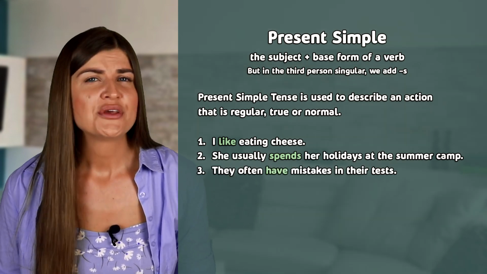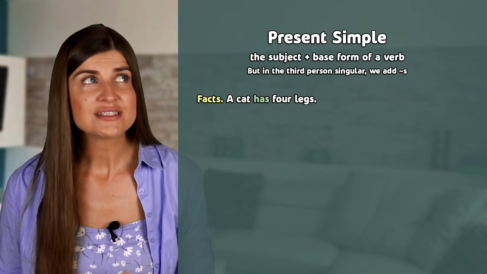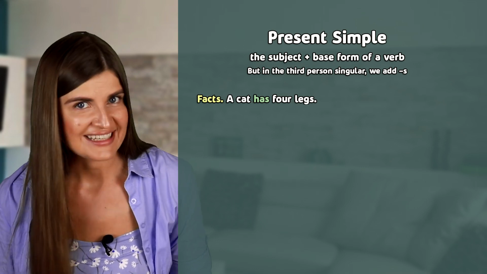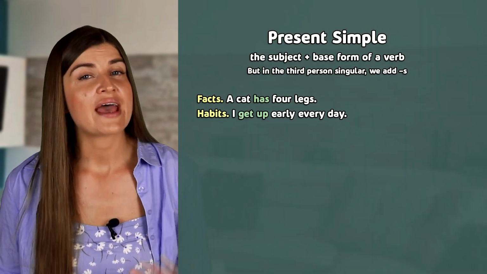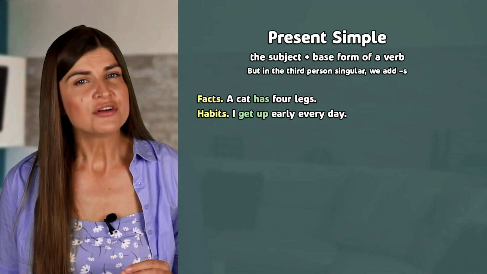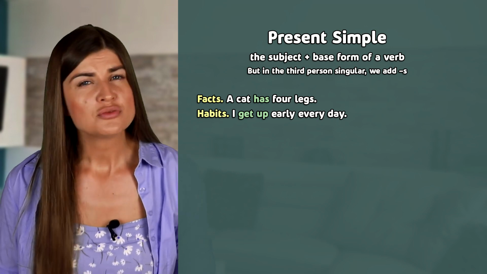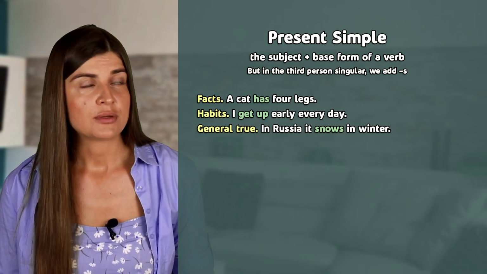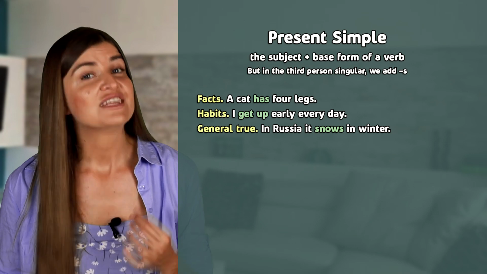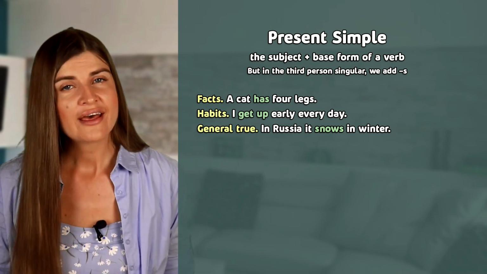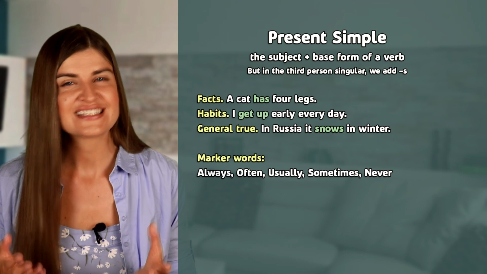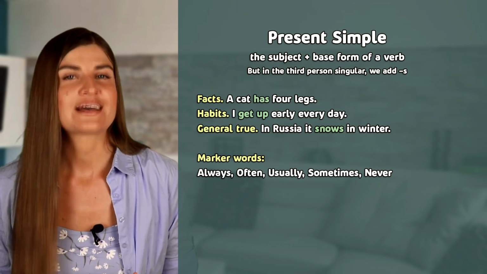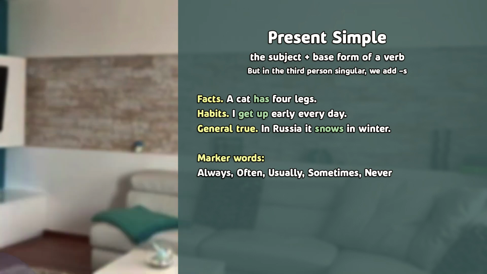We use the present simple when we talk about facts. A cat has 4 legs. When we talk about habits, I get up early every day. When we describe things that are generally true, for example, in Russia, it snows in winter. We have marker words for the present simple tense. Always, often, usually, sometimes, and never.